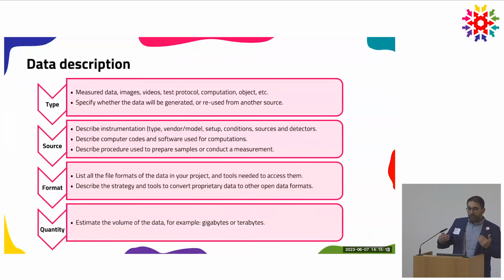And the second level of description is to describe the source of your data. For example, if it's measurement data, then describe the instrument, the vendor, the model, the specifications of the detector, the analyzer, and the measurement conditions. And if it's a computation, then describe the software and the computer code that will be used to prepare this data.